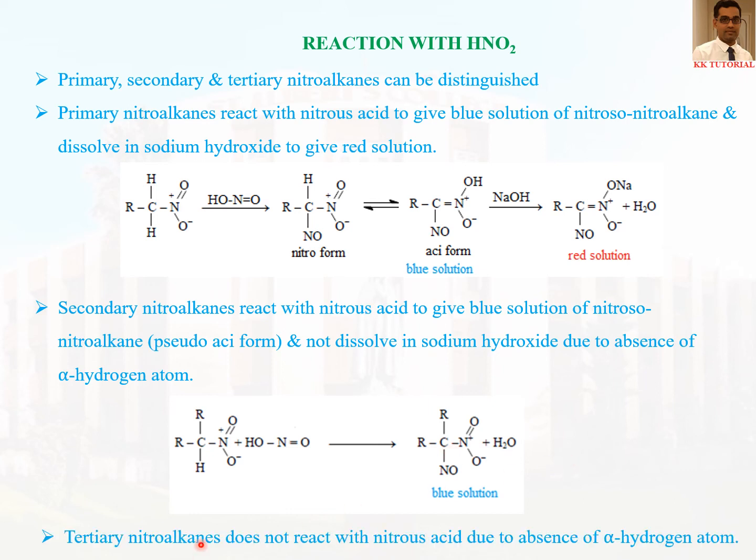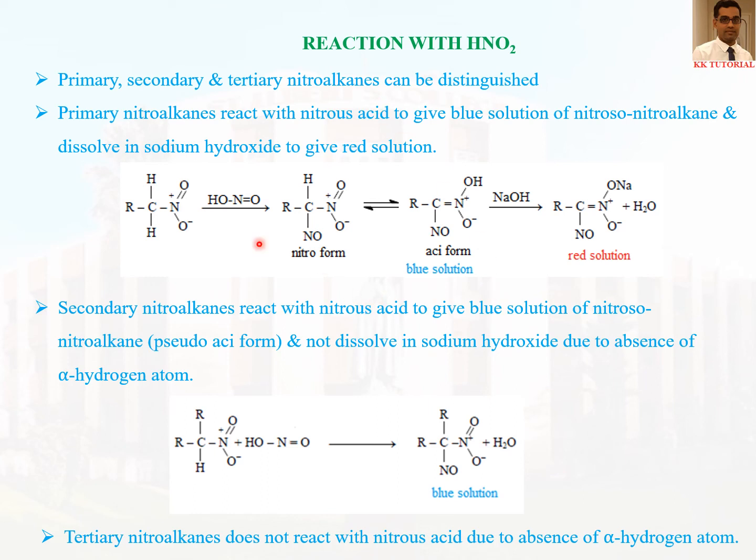And see what happens in tertiary nitroalkane. Tertiary nitroalkane does not react with nitrous acid. There is no alpha hydrogen atom, so it will not react with HNO2. So it will not give a blue colored solution. So this is how primary, secondary, tertiary nitroalkanes can be distinguished.